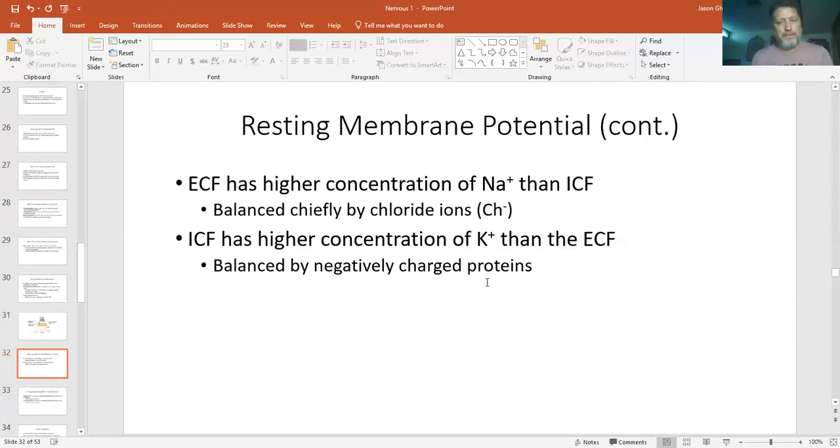And there's a lot of them inside the cell. They don't leave the cell. So they're inside of the cell. And even though there is a bunch of positive inside the cell, there's more negative.